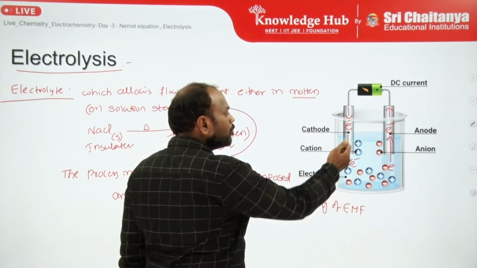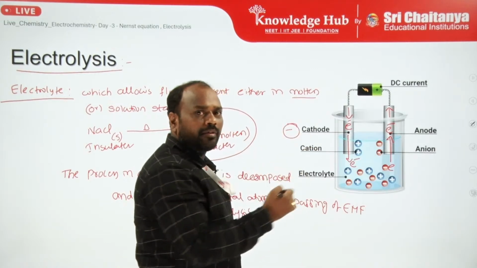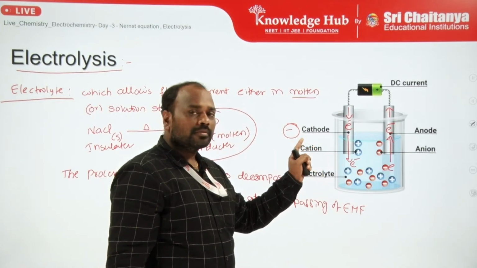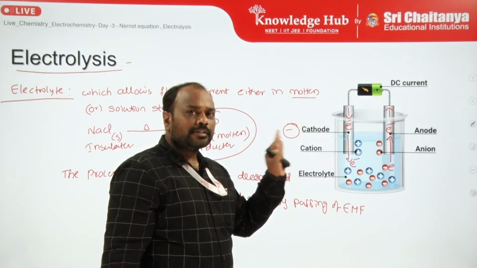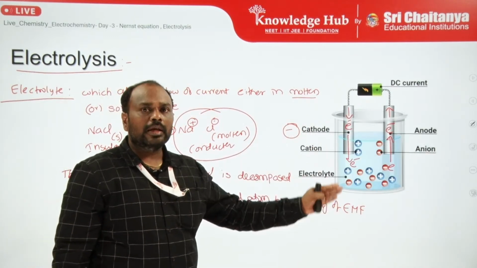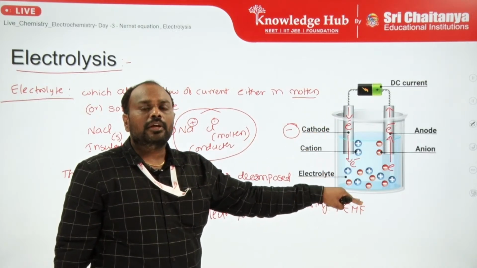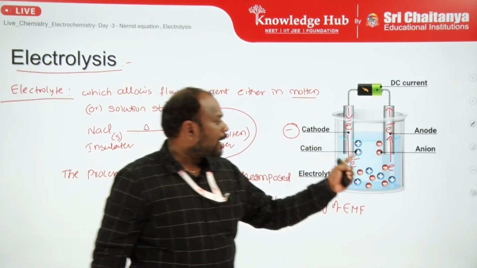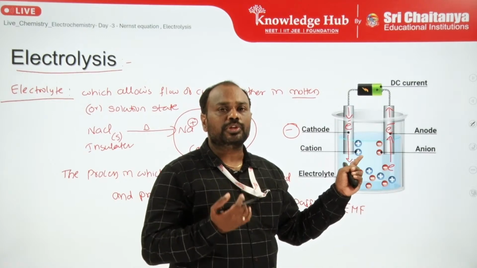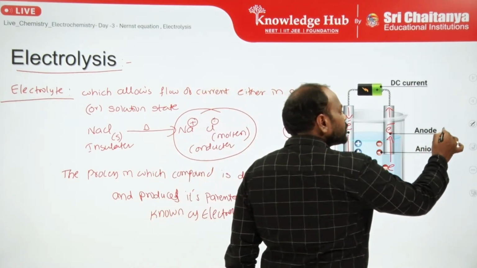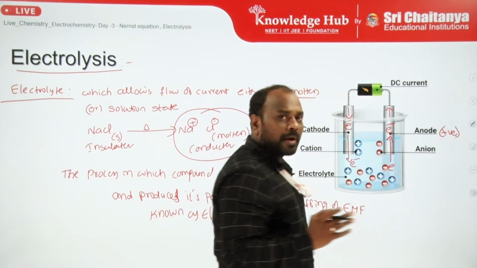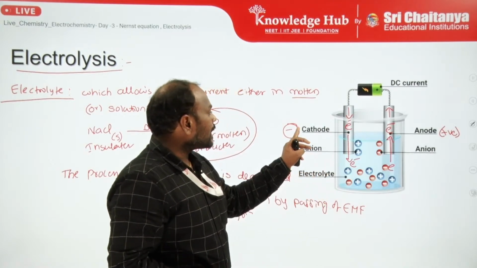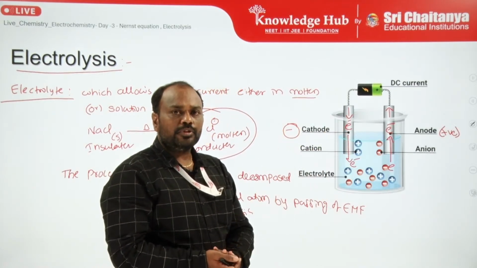From one electrode electrons are entered, so what happened? It gets more negative charge. So the negatively charged electrode is called the cathode. Sorry, cathode, not cation. Why is it called the cathode? Because from this electrode electrons enter into the electrolytic solution, so it gets the negative charge. From the other electrode electrons go away from the solution. It is called the anode. It gets positive charge, because electrons are passed away from the solution. So the cathode gets the negative charge, the anode gets the positive charge.